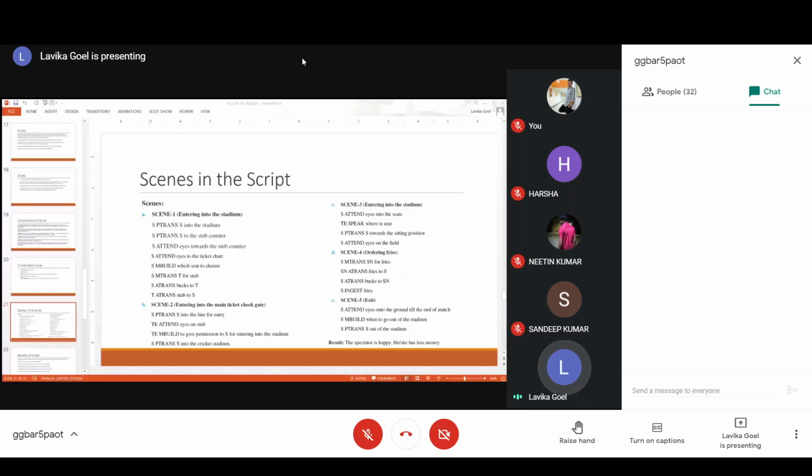So S is attending eyes onto the ground. He is watching the match till the end of the match. Now when the match has ended, he will decide when to go out of the stadium. So S embilled when to go out of the stadium, and then finally he is going out. So SP trans S out of the stadium. So he is finally going out of the stadium. So basically this is the exiting event, right? So he's deciding now I want to, and then finally he is leaving, right?